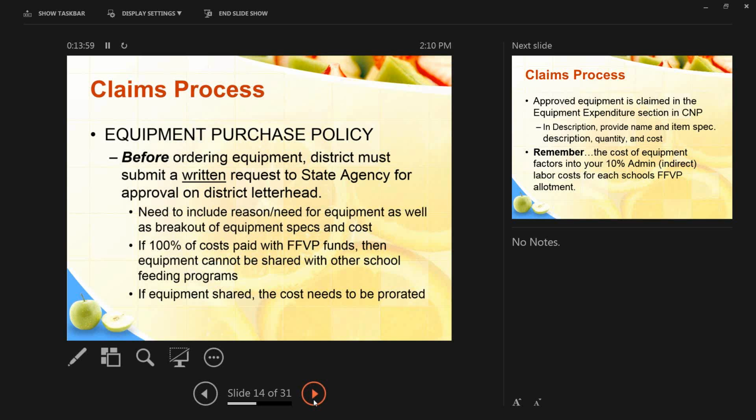So equipment could possibly be an allowable cost of the grant, but before you order any equipment, you need to contact us and submit a written request to get approval to purchase that equipment. And we'll need you to include the reason or the need for equipment, as well as a breakout of cost. And if 100% of the costs are paid with fresh fruit and vegetable funds, then the equipment can't be shared with other school feeding programs. So if you're sharing that equipment, then the cost needs to be prorated out to those other programs. And if you need any help with that, we're more than happy to walk you through it.